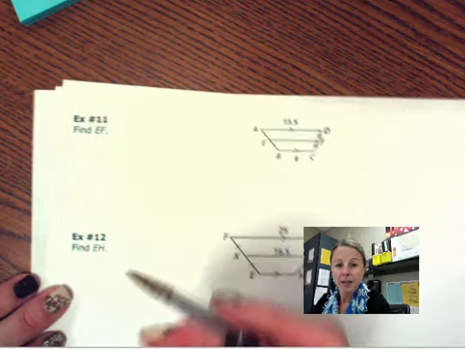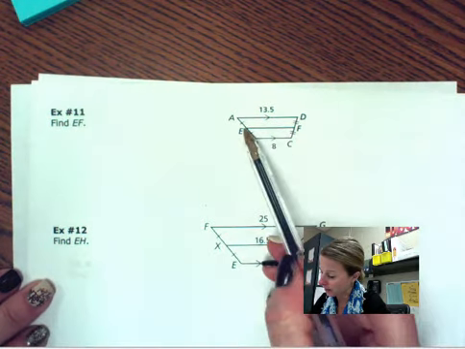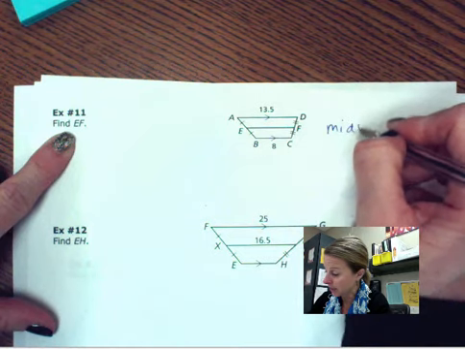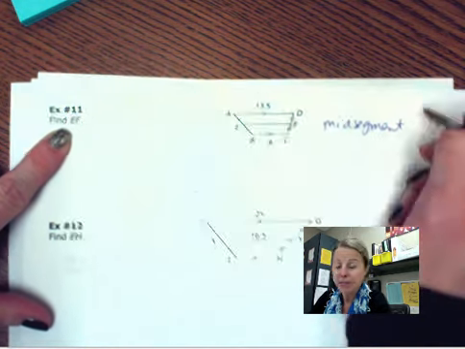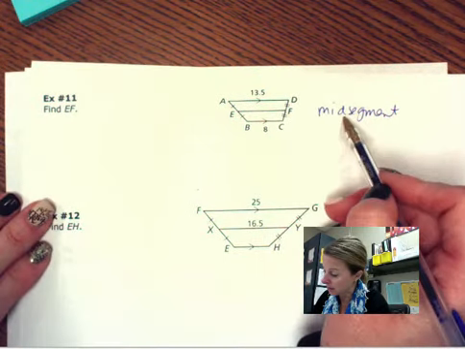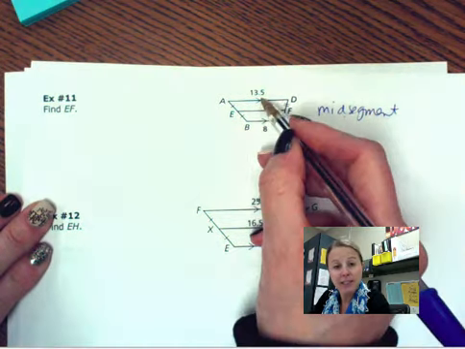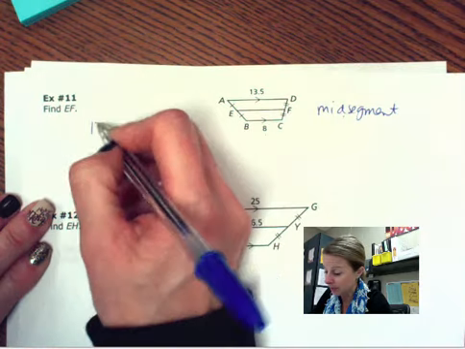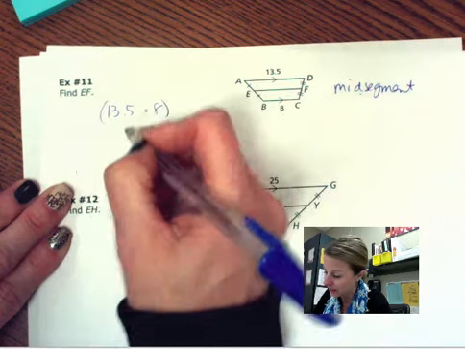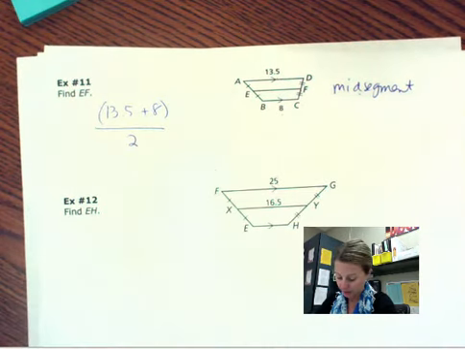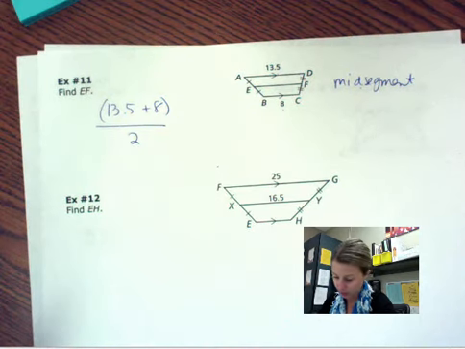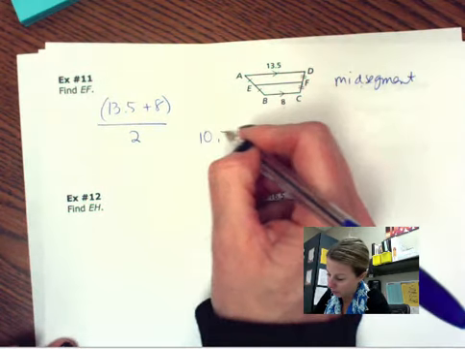Okay, number 11. I want to find the length of EF. Now, when I look at this, I know it's the mid-segment. And I know that because I see midpoint marks here. So in order to get the mid-segment, it's the average of the top and bottom. So I want to take 13.5 plus 8 and figure out what that is, and then divide by 2. So 13.5 plus 8 is 21.5 divided by 2. So my mid-segment is 10.75.